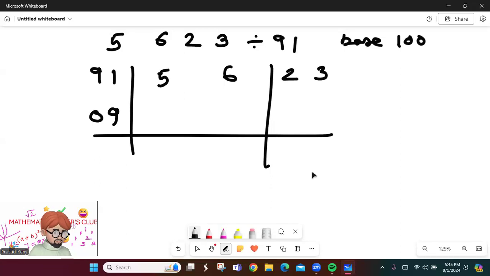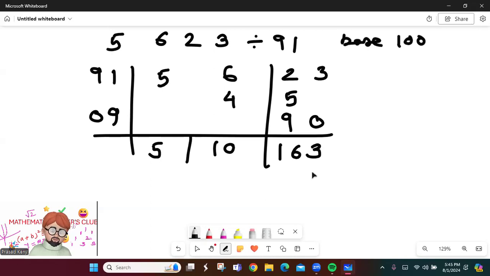So again, I'm getting 5 down here. I'm multiplying 5 with the complement figure. So that will become 45. And 6 and 4 I'll add. That will give me 10 here. Now I'll multiply 10 with 09. That gives me 90. And when I add this, I'll get 163. Now 163 is the remainder here.